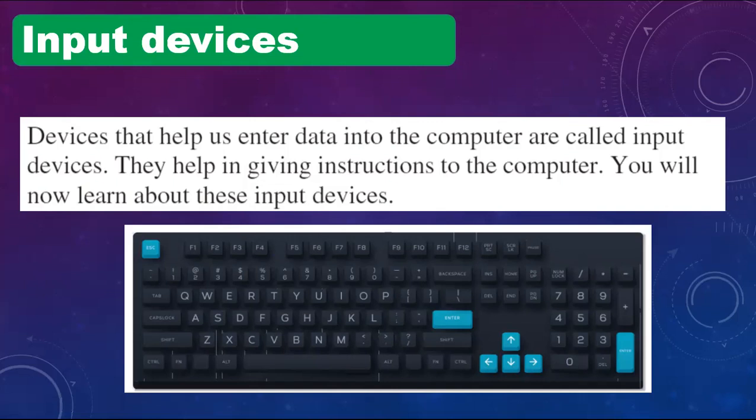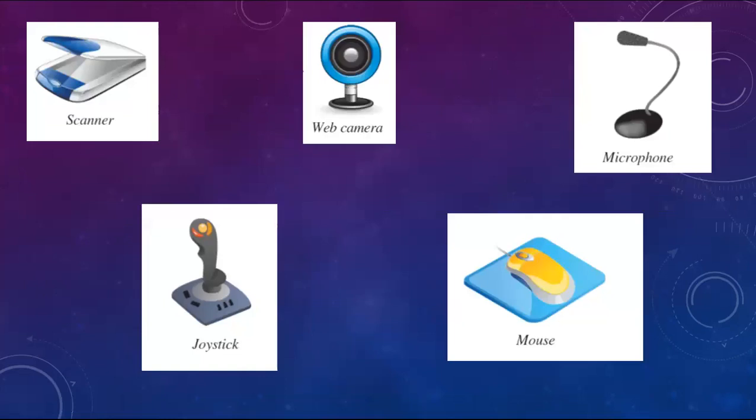There are many types of input devices. There is a scanner. This is an input device. This device helps us to scan the paper, and we can save it into the computer. So this is the scanner, right? This device can scan and save in the computer.